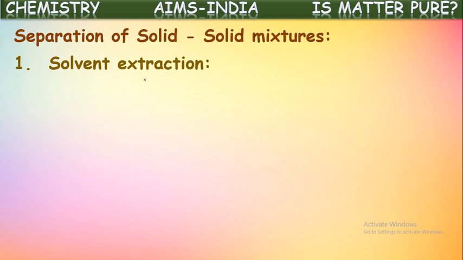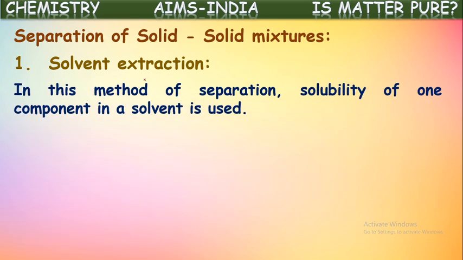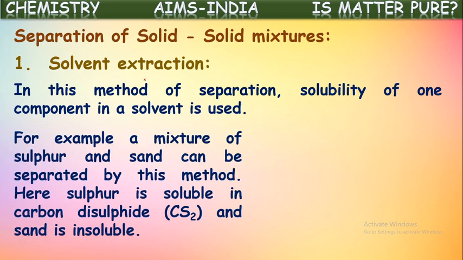One of the examples is solvent extraction. This is one of the techniques used for separation of solid mixtures. In this method of separation, the solubility of one of the components in a solvent is used. For example, a mixture of sulfur and sand can be separated by this method. See here, the solid components are sulfur and sand. Actually, these two are insoluble in water, and when they are mixed, almost the particle size will be the same. These cannot be separated by using either filtration or dissolving.